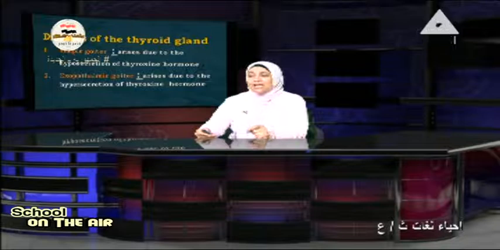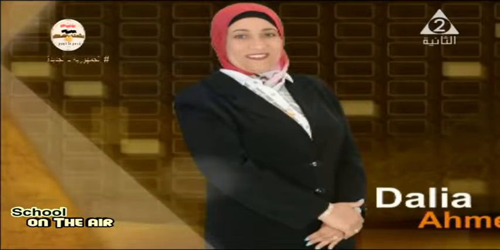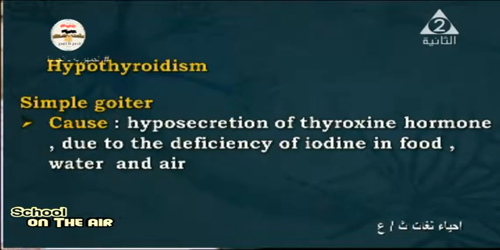What is the second disease? The second disease is exophthalmic goiter. Exophthalmic goiter is due to the hypersecretion of thyroxine. The two diseases are opposite to each other: simple goiter and exophthalmic goiter. What is hypothyroidism? Hypothyroidism is hyposecretion of the thyroid gland. What is simple goiter? This is due to deficiency of iodine in food, water, and air.